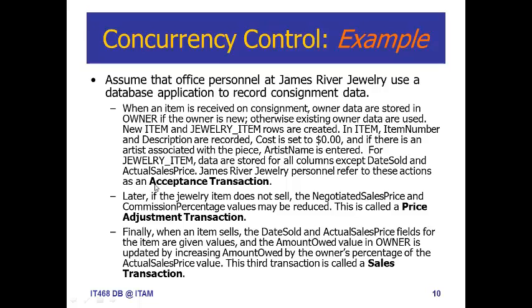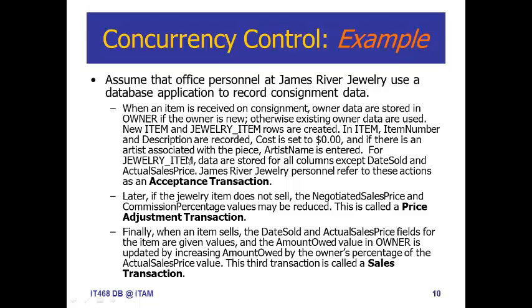So if you don't mark a boundary, if you don't make the acceptance transaction atomic, chances are it's possible you may succeed in updating the owner table, but not the item or jewelry item table. So there's inconsistency now. In other words, if we mark a boundary and make the acceptance transaction atomic, then the owner table, the item table, and the jewelry item table will all be updated. Otherwise, none of them should be. So that's what I mean by atomic.